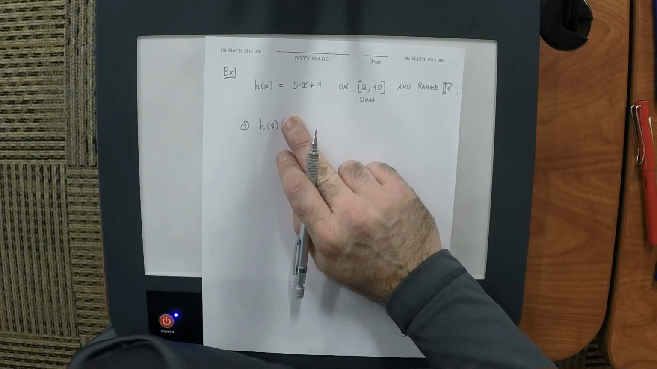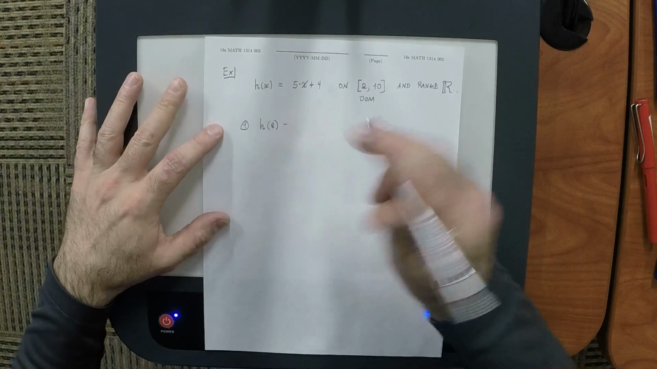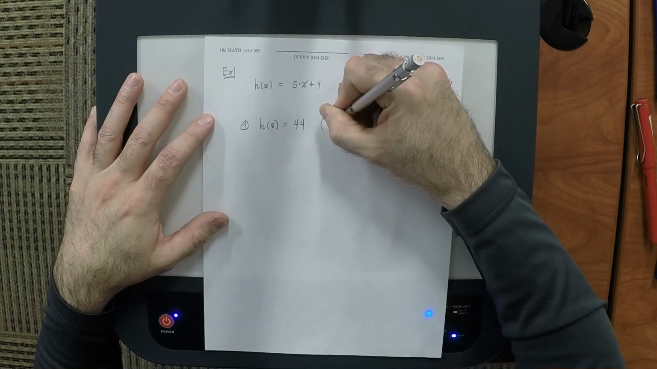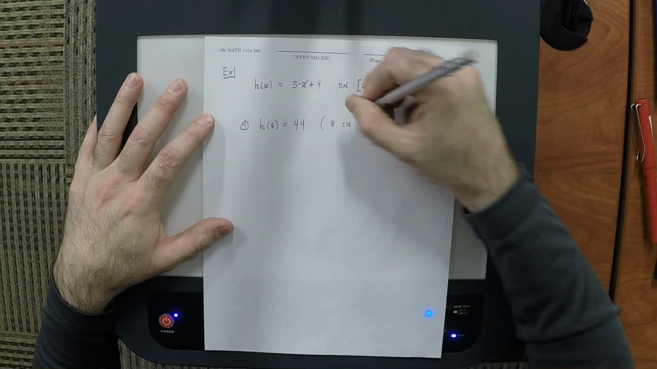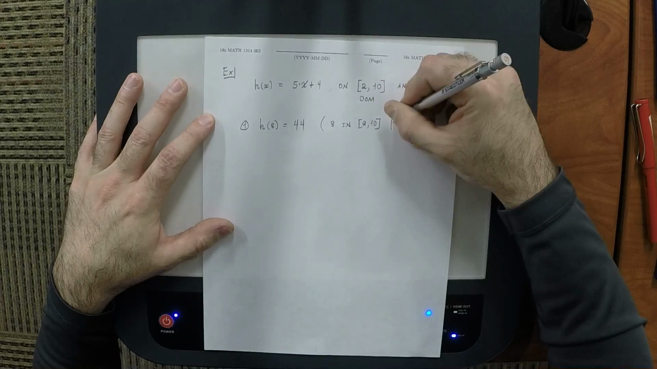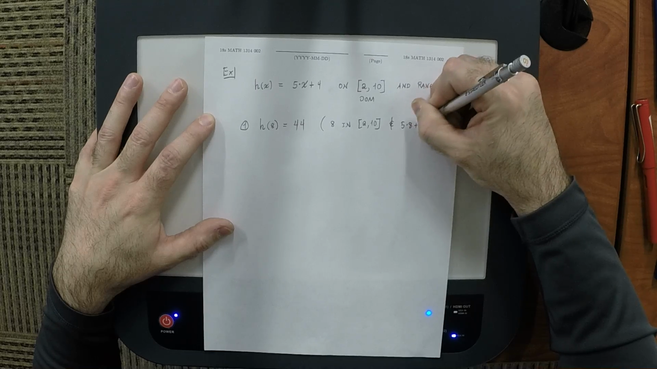So because it is in the domain, that means that now you take that 8 and you evaluate it in that expression, and you get 44. So that means that 8 is in 2 to 10, and 5 times 8 plus 4 is 44.